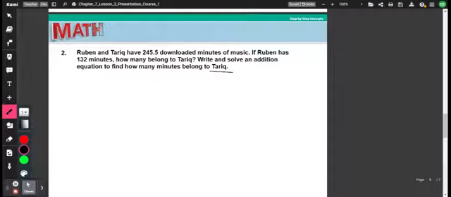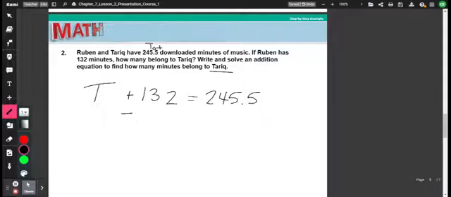So total together, this is our total. They have 245.5, and we have Trey's music plus 132, because that's for Ruben. Now we need to find how many Trey has. So we're going to take minus 132 from both sides.